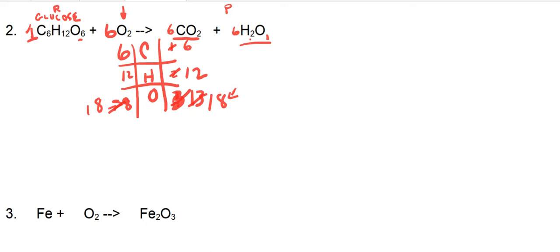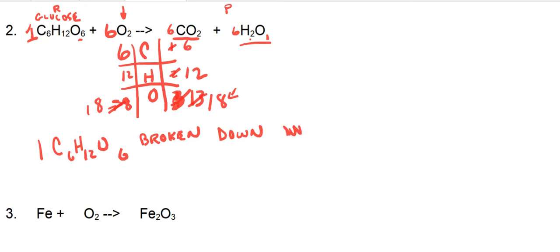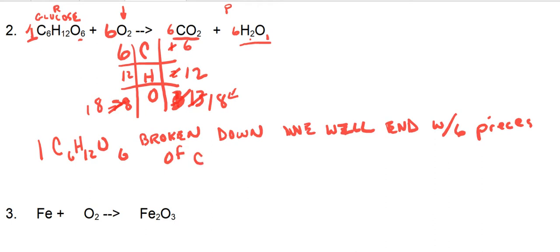But a hidden coefficient statement can say something to the effect of, for every 1 piece of C6H12O6 broken down, we will end up with 6 pieces of carbon dioxide, CO2.